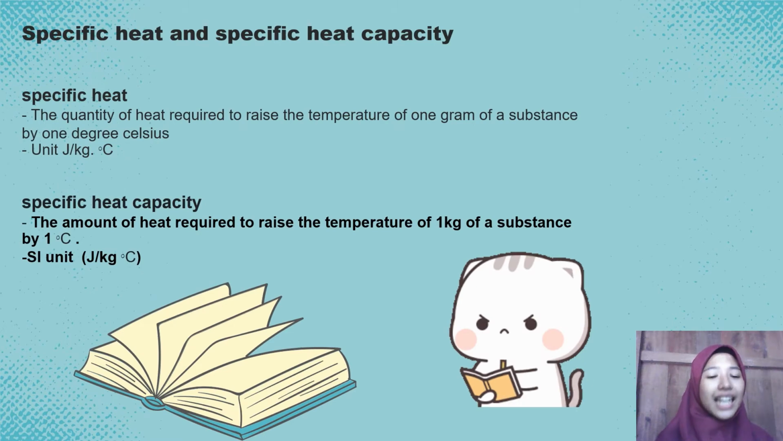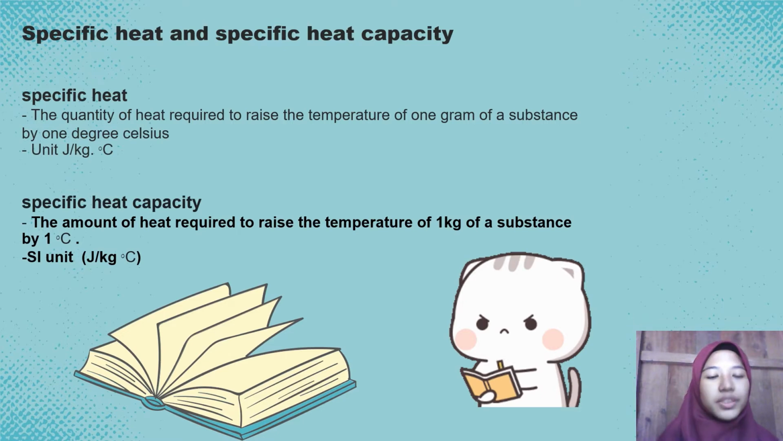Specific heat and specific heat capacity. So, what is specific heat and specific heat capacity? Specific heat is the quantity of heat required to raise the temperature of 1 gram of a substance by 1 degree Celsius. The SI unit for specific heat is joule per kilogram per degree Celsius.